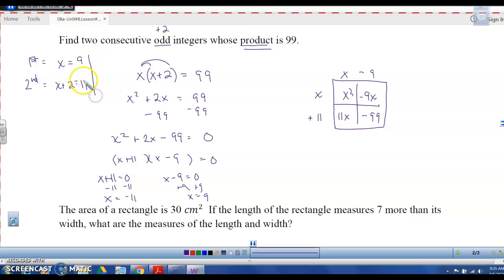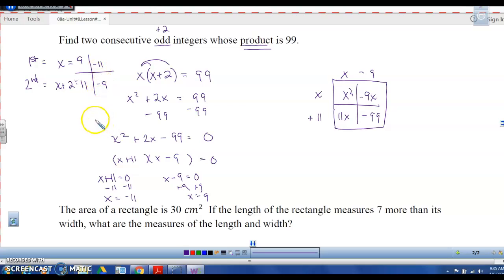All right, or you could also say, what if x is negative 11? Negative 11 plus 2 is negative 9. So if you're asked for the positive answers, they would be 9 and 11. If you're asked for the negative answers, it'd be negative 11 and negative 9.